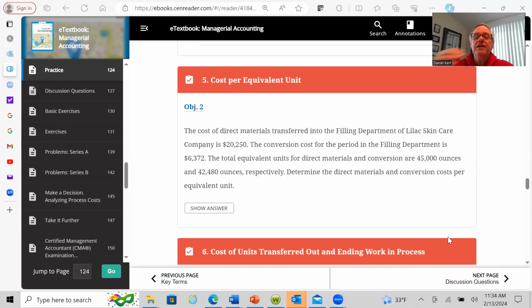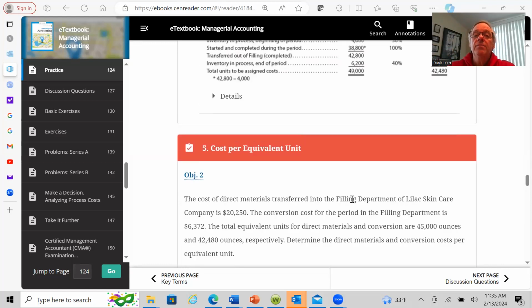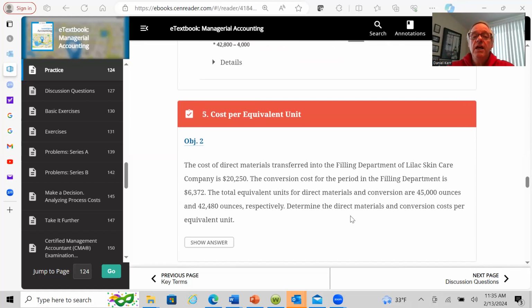So let's take a look at exercise 5. Cost of materials transferred into the filling department of Lilac Skincare is $20,250. The conversion cost is $6,372. And they made it simple for us. They actually gave us the equivalent units, which we calculated earlier. All they want us to do is determine the direct materials and conversion costs per equivalent unit.